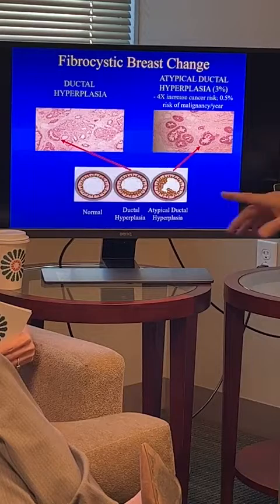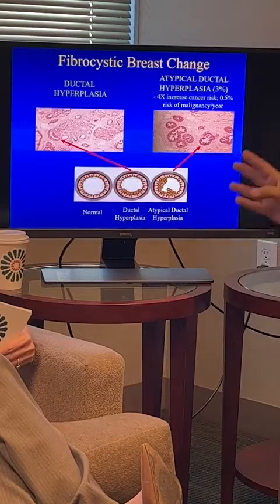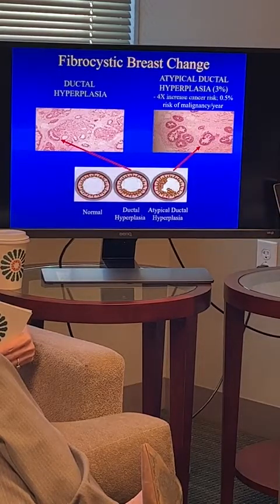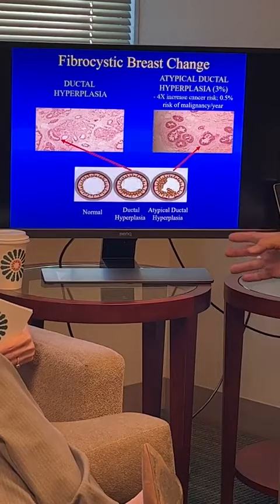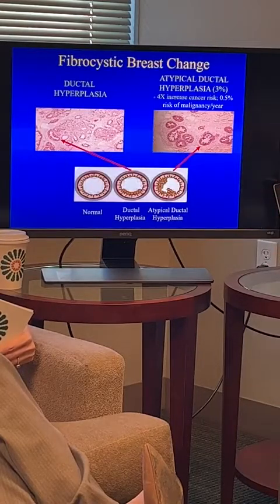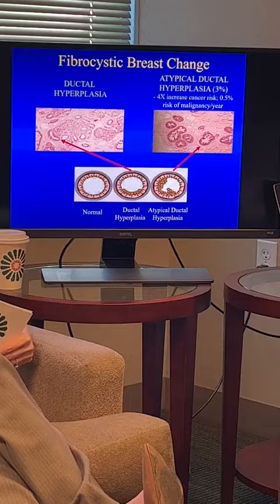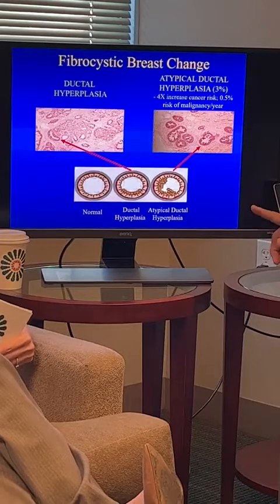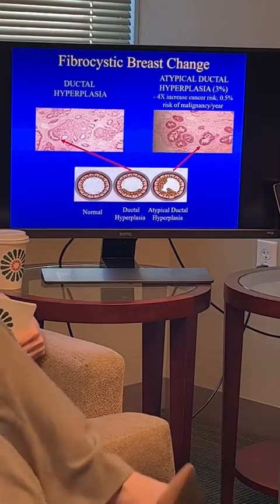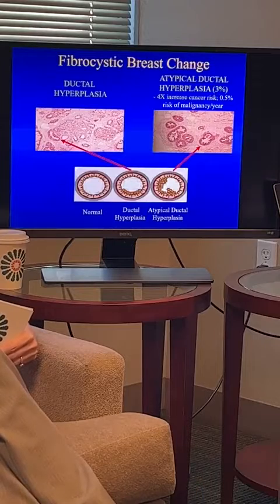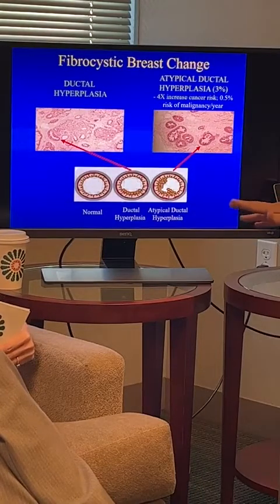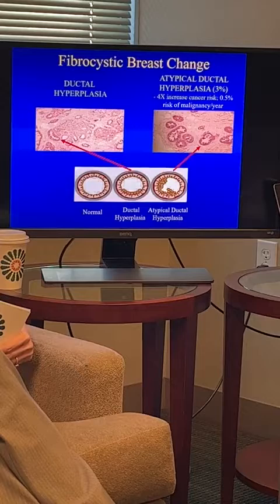You'll notice in this one that under the normal, you have that nice single layer of cells in a circle, whereas in the middle, the ductal hyperplasia, you start to get a bit of an overgrowth, but they're all normal-looking square-type cells. Finally, the atypical ductal hyperplasia, which, as I mentioned, has an increased risk of breast cancer, ends up having very irregular cells. And if a pathologist looked at one of those cells under the microscope, it would look like a cancer.